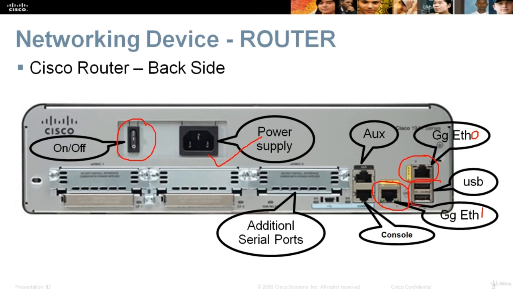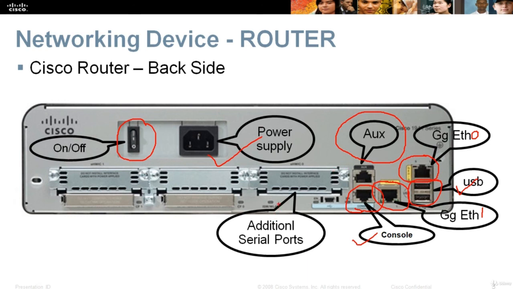If you want to erase or modify the Cisco IOS image, at that time you can use the USB port. Next is the console port. If you want to connect the router through a PC, this is the console port available. Next is the auxiliary port. Again, if we want to connect the router through a PC, then we can also use the auxiliary port.